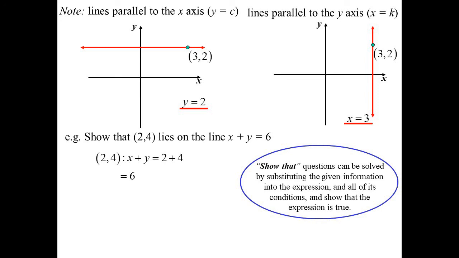So substitute the given information into the expression and any conditions that might be there, and then show that, oh yeah, they all work. So the expression must be true. Okay, so yes, (2, 4), because it does add up to be 6, so it must lie on the line x plus y equals 6.